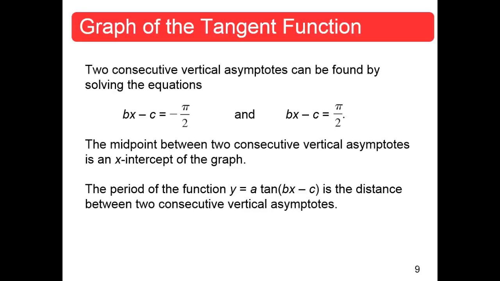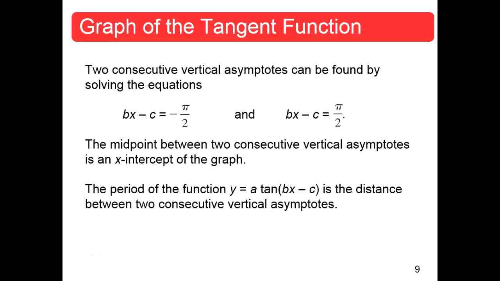The midpoint between the two consecutive vertical asymptotes is the x-intercept. The period of the function y equals a tangent bx plus c is the distance between the consecutive vertical asymptotes. In other words, pi over b. You don't need to do the other thing, just remember it's pi over b. They set up these equations and go from there. I find it easier to do it just like we did for sine and cosine.